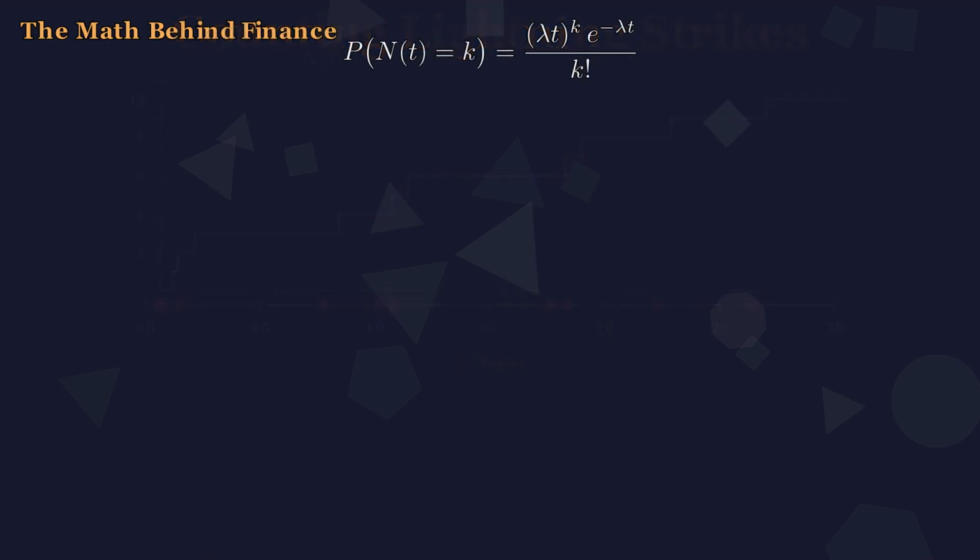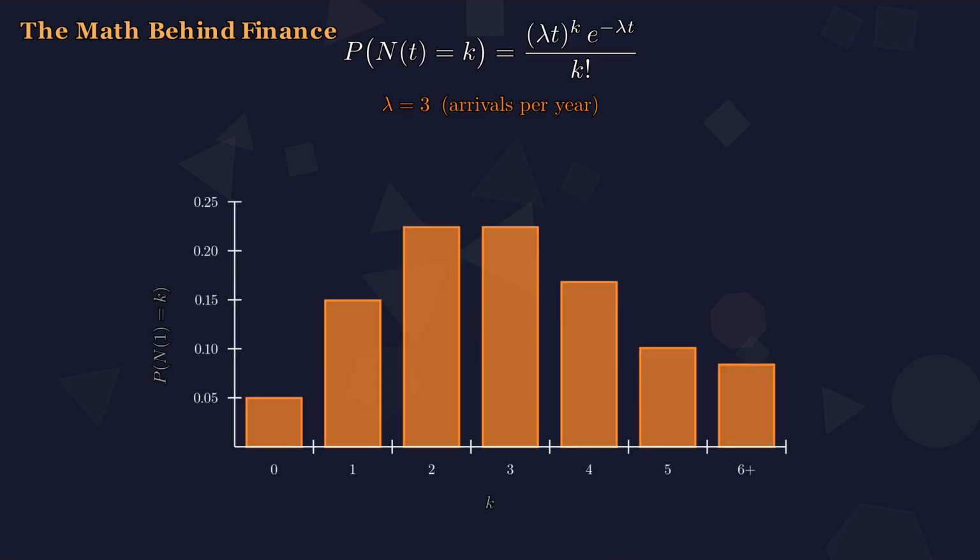The Poisson process makes this precise. If events arrive at an average rate of lambda per year, the probability of seeing exactly k events in time t follows this formula. Let us set lambda equal to 3, meaning on average 3 events per year. Here is the probability distribution for 1 year. The most likely outcomes are 2 or 3 events, each with about a 22% chance. 0 events? Only about 5%. 6 or more? Around 8%.